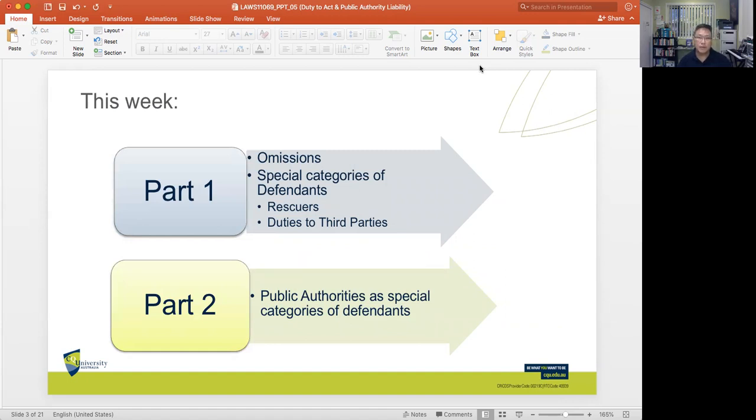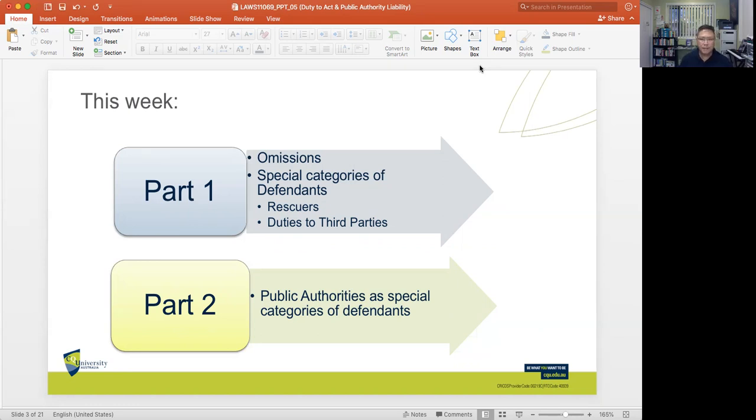Part one talks about the affirmative duty to act. And we're going to be talking about omissions and special categories of defendants like rescuers and duties to third parties. And in part two, we talk about public authorities as special categories of defendants, mainly because public authorities do have affirmative duties to act in relation to the public. That's why they have been created. They've been created to act for the interest of the public. And that raises questions of what if the public authority does not act? Or what if the public authority acts and in doing so causes harm?